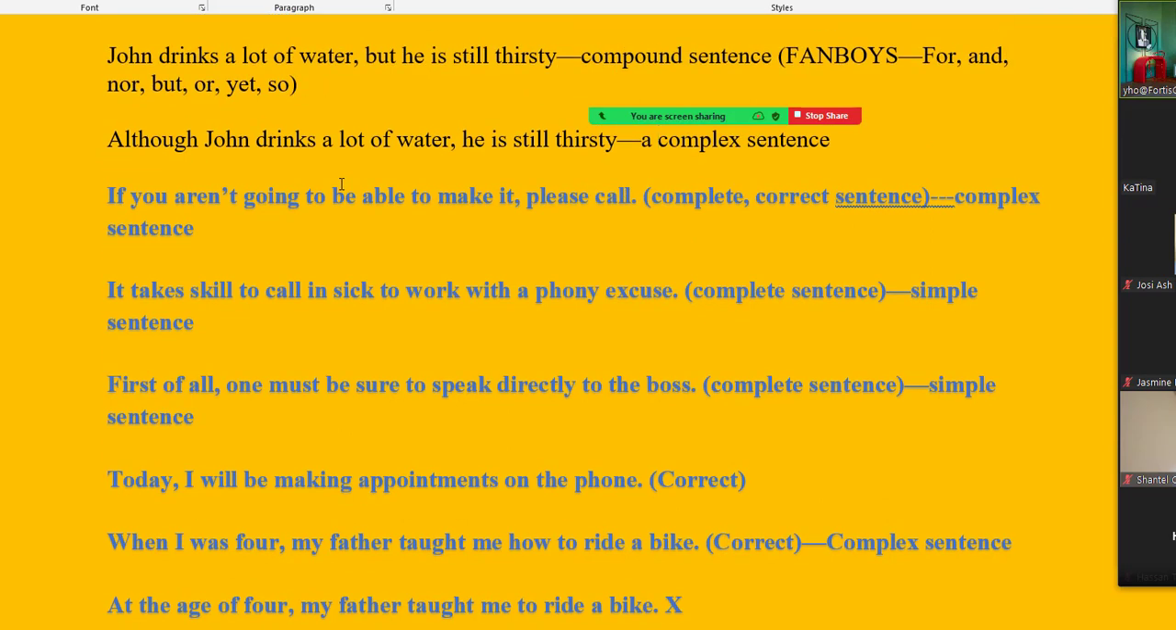If you aren't going to be able to make it, please call. This is a complete sentence. It's a complex sentence because you have a dependent clause, if you aren't going to make it, and then you have please call. This is known as an imperative sentence because you're telling someone to do something. So therefore the word you is understood. So please, you call someone.